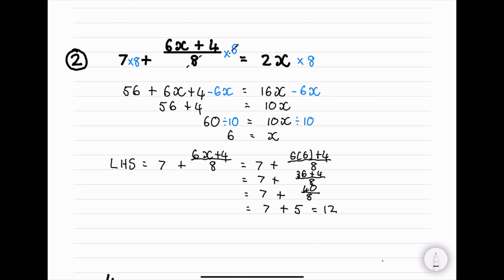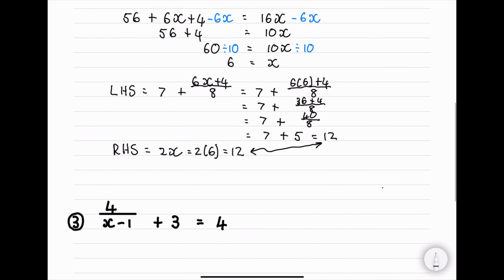And now when you look at the right hand side, it is 2x. And you plug the same x value that you got in here, which is 2 times 6, which is 12. So you got the same answer on your left-hand side and on your right-hand side. And now you know for certain that your calculations are correct.